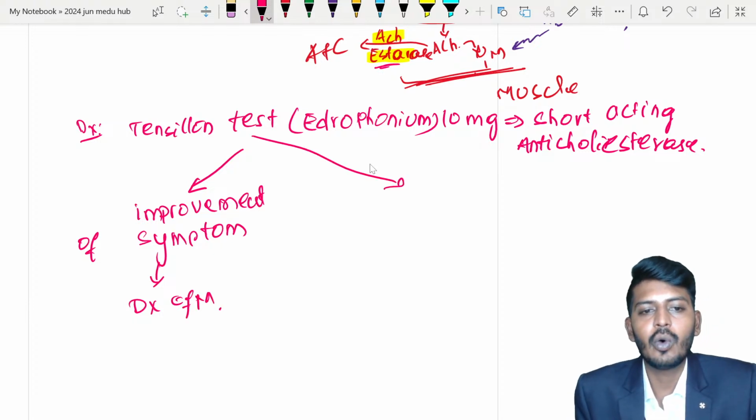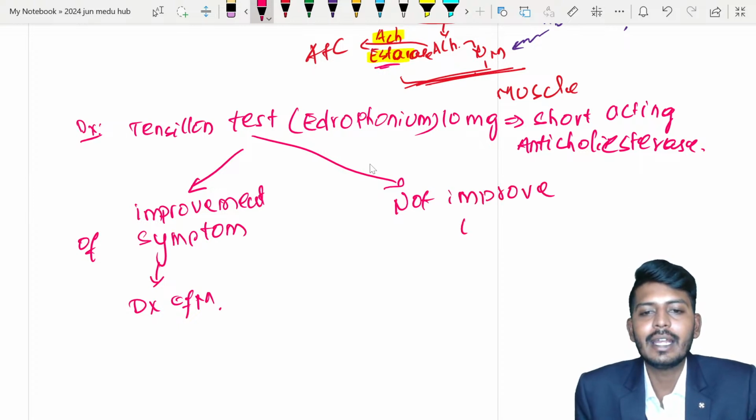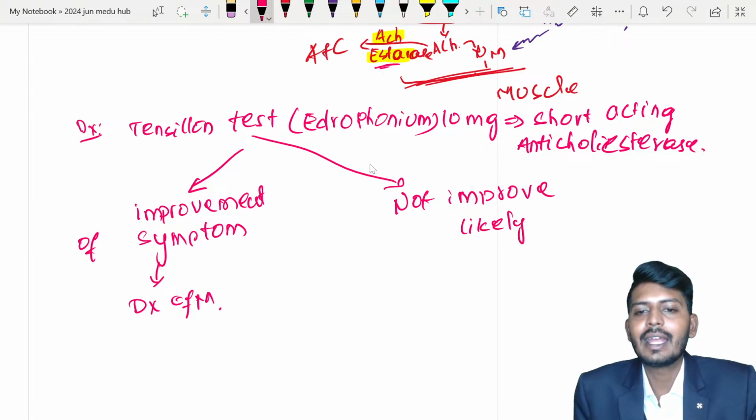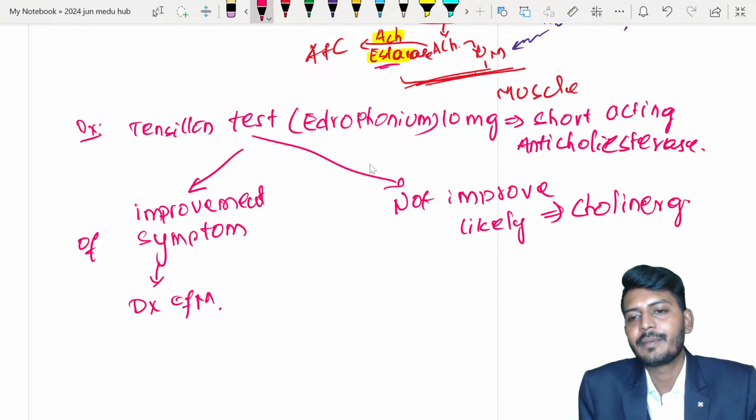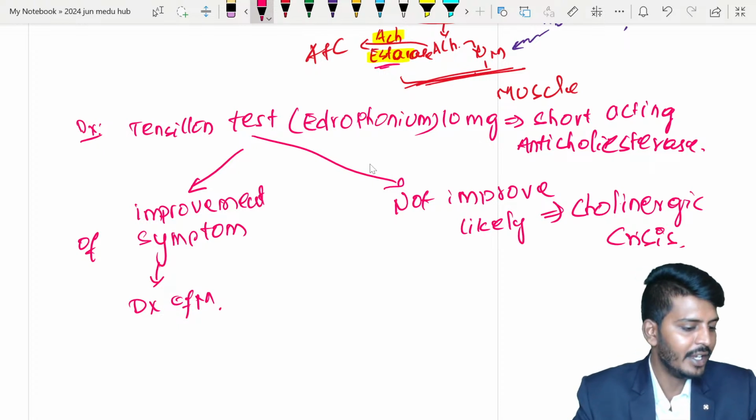Agar symptoms not improve, if that does not improve, likely it is caused by what? Likely caused by your cholinergic crisis. We call it a cholinergic crisis.